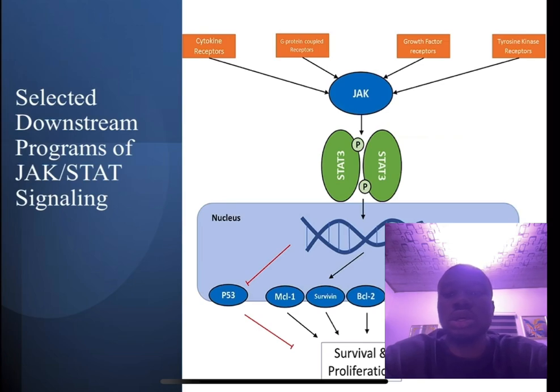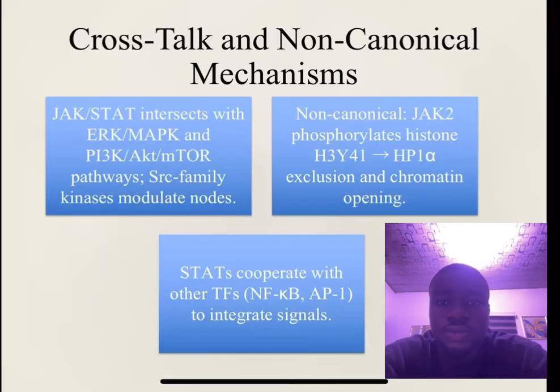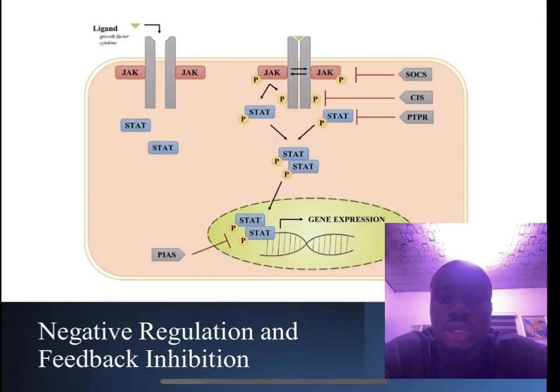You can see on the screen an example of how it passes through. There are some canonical mechanisms that I mentioned. Non-canonical mechanisms phosphorylate histones and open up chromatin. You can see how STAT cooperates with other cells to integrate signaling.